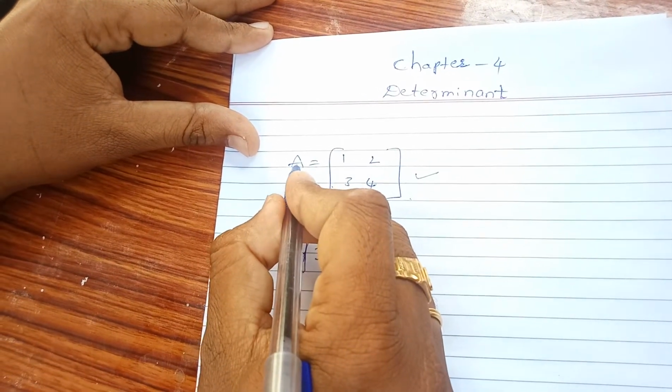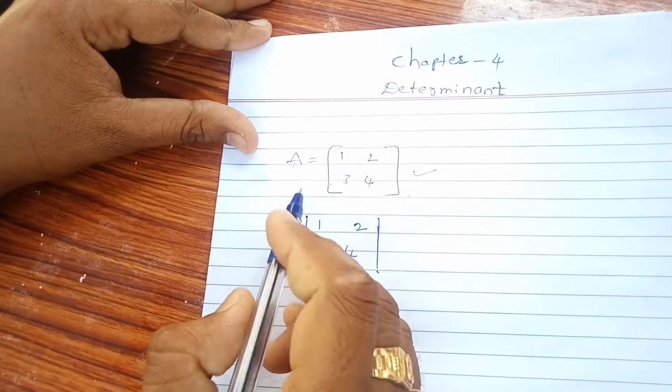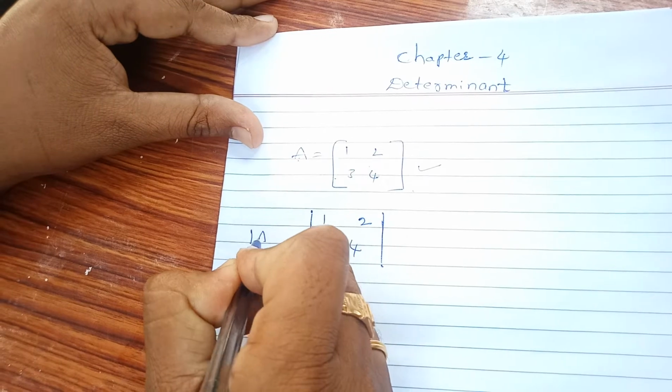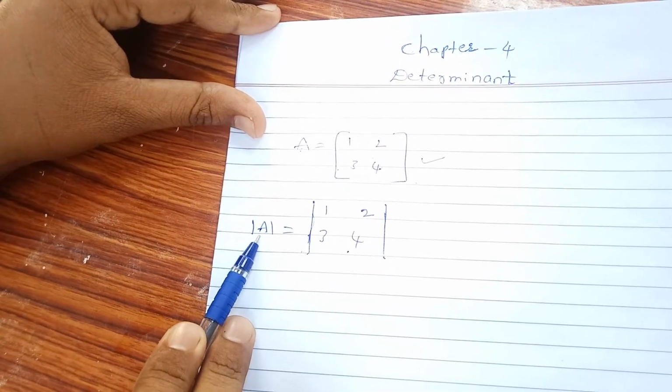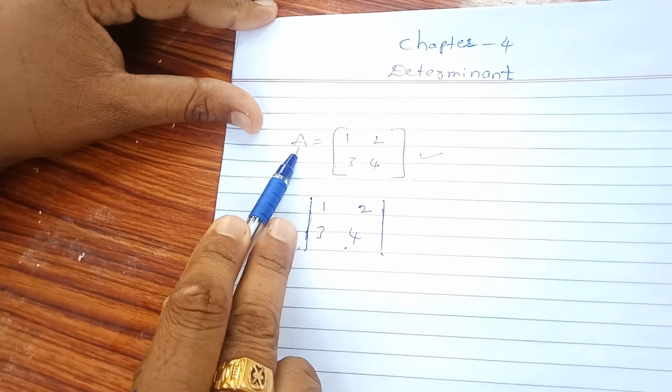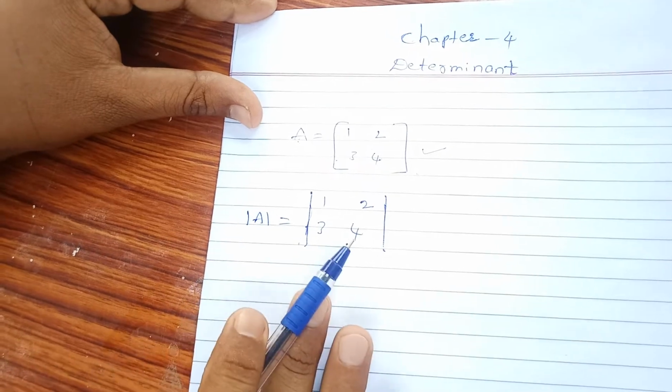Okay, and A is equal to, it is one of the matrices. How we can denote it? The matrix A has the determinant of A, like this. So this symbol indicates here the determinant of the matrix A. That's all. The difference between matrix and determinant, this is the first point you have to remember.